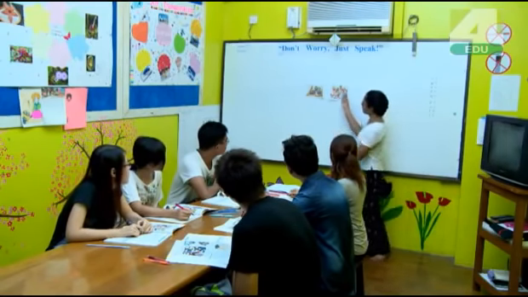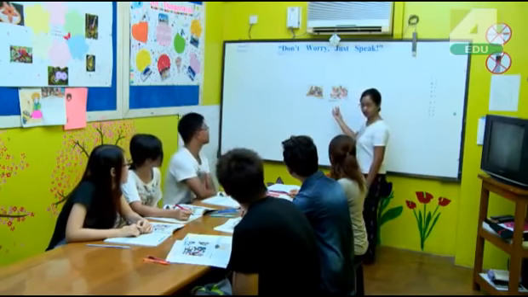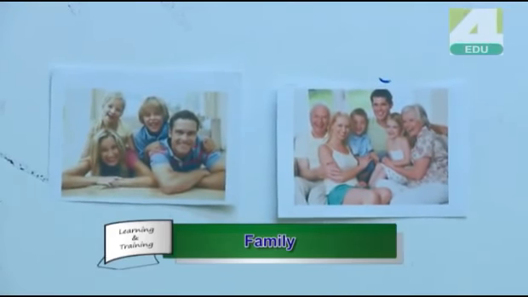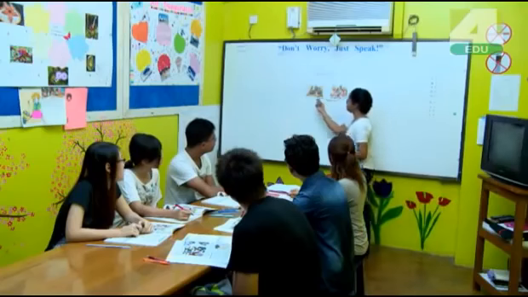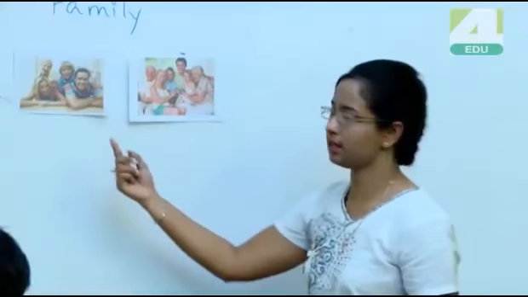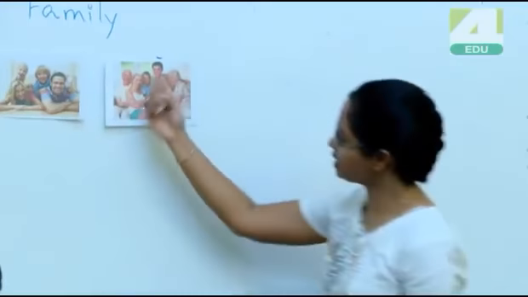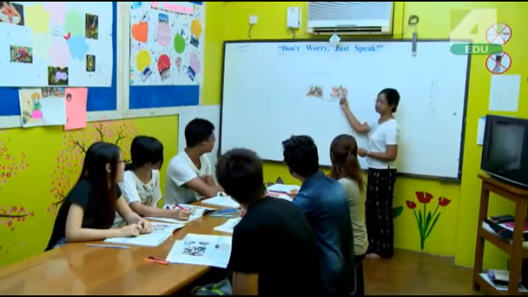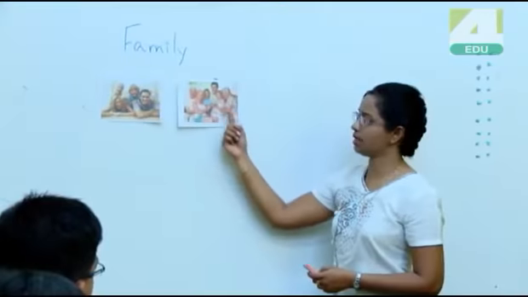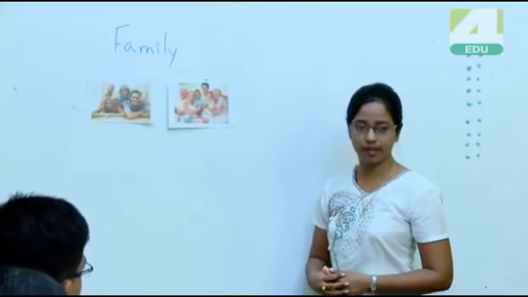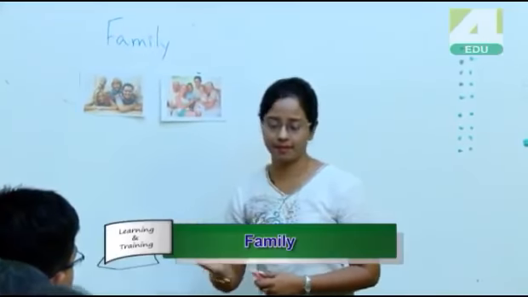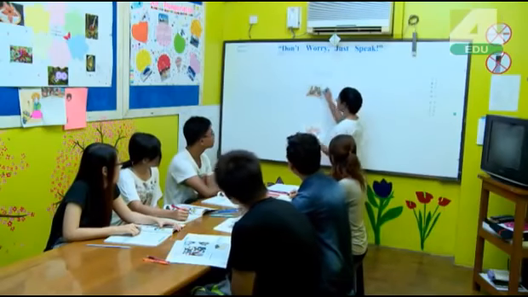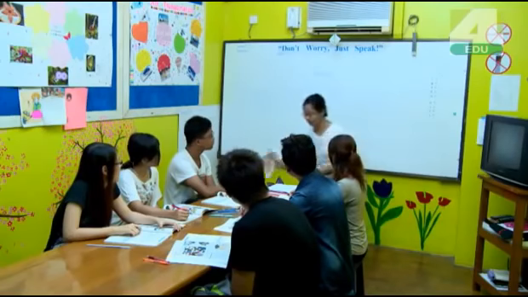Okay. So now you have seen family picture already, right? So what is today's lesson about? Family. Very good. So in this family, who do you see? Father, mother, son and daughter. In this family, what do you see? Grandfather, grandmother, father, mother, son and daughter. Got it, right? Okay, so today's lesson is about family. Very good. Okay, so now I want to introduce one of the families.